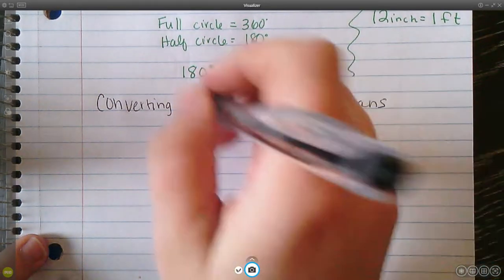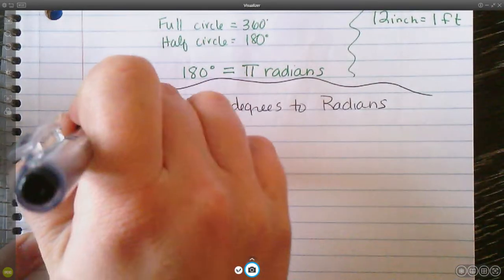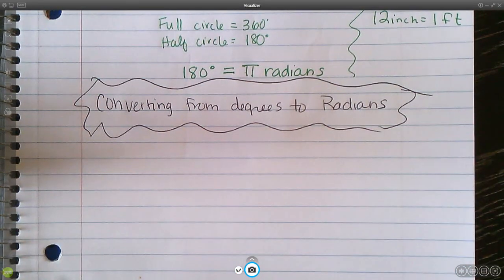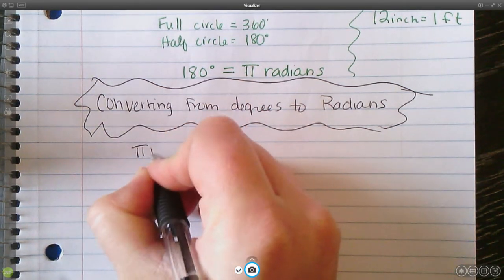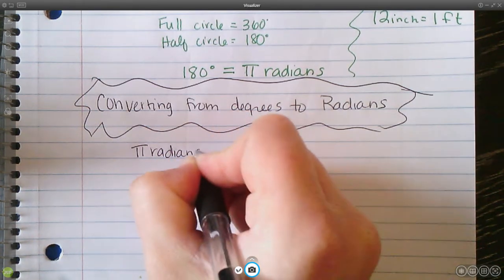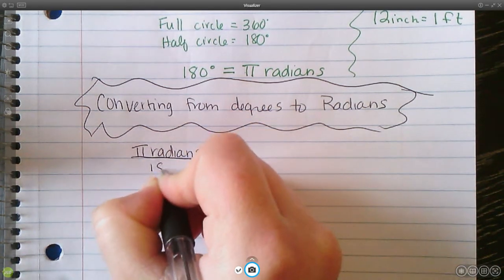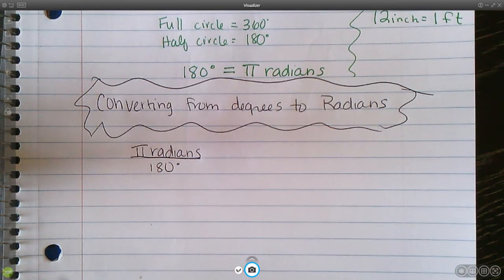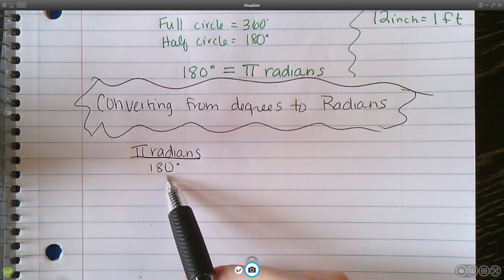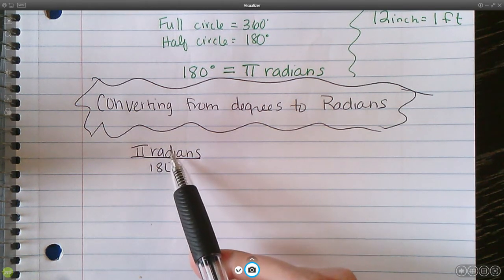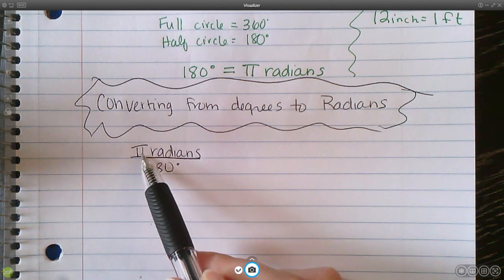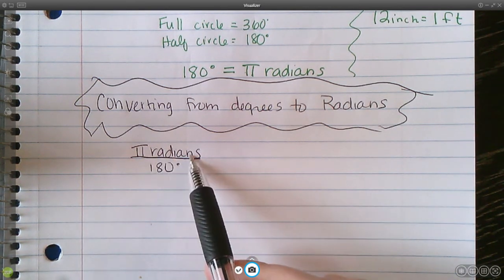Okay, so this is pretty important. We discussed above that 180 degrees equals pi radians. So we can set that up as a ratio. We can say that pi radians over 180 degrees. Oh, by the way, degrees is your label. Up here, radians is your label. So you can't just put pi, you have to put pi radians. So radians is your label.